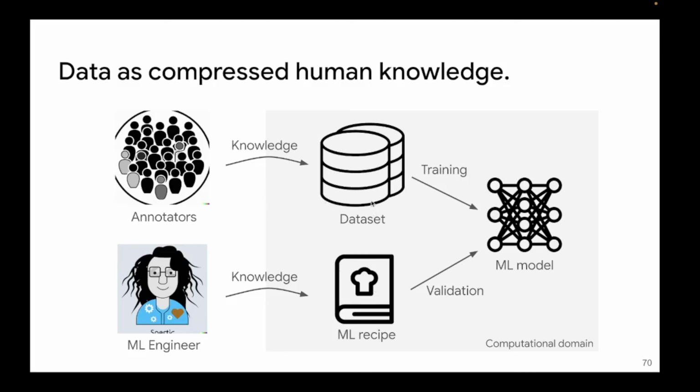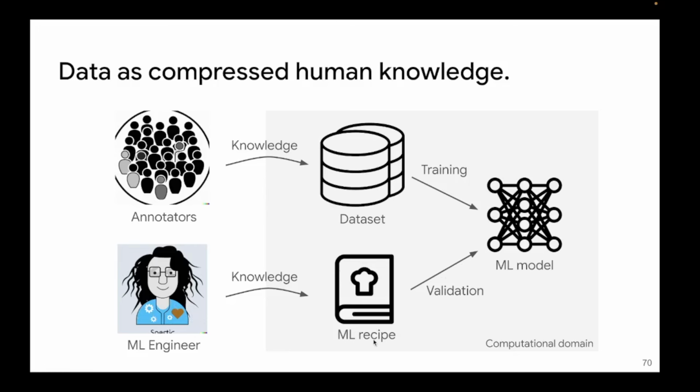During training, the model sees data from annotators or from the web, whatever data processing pipeline, right? And there the knowledge from the annotators is distilled into the data set. It's more crowdsourced, but rather simplistic kind of knowledge. But there's the second source of knowledge from humans, which is often forgotten, from the machine learning engineer.